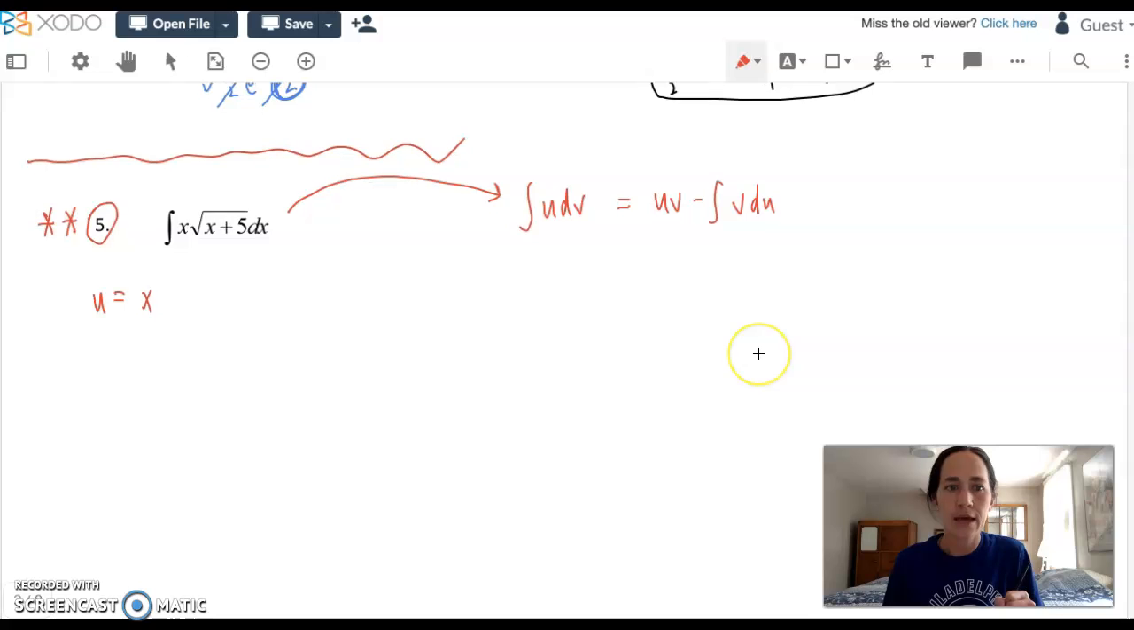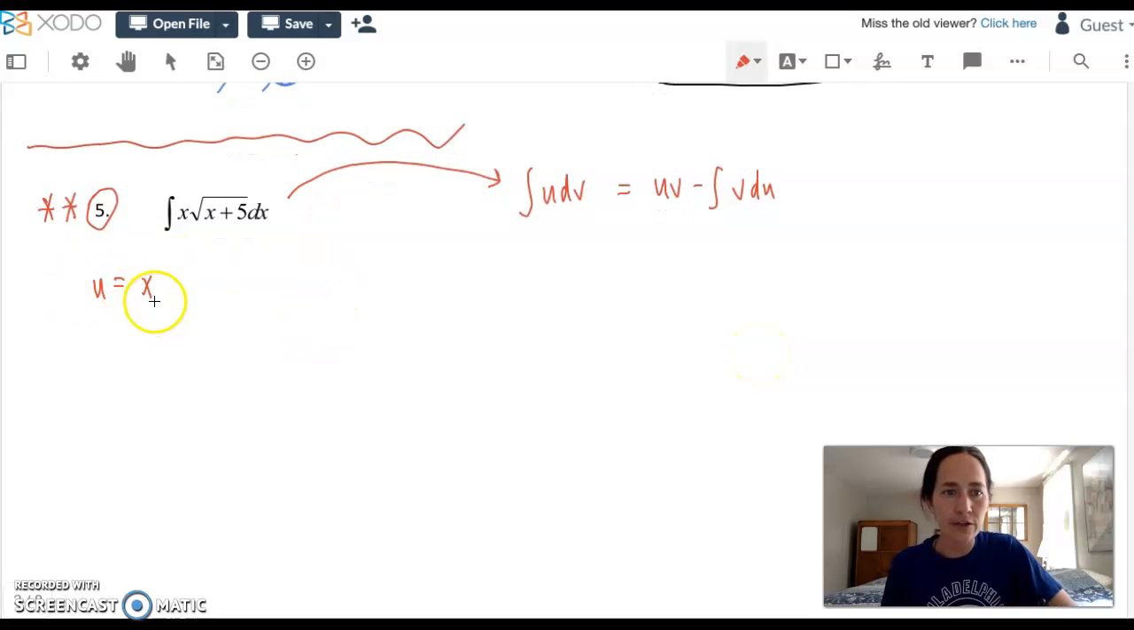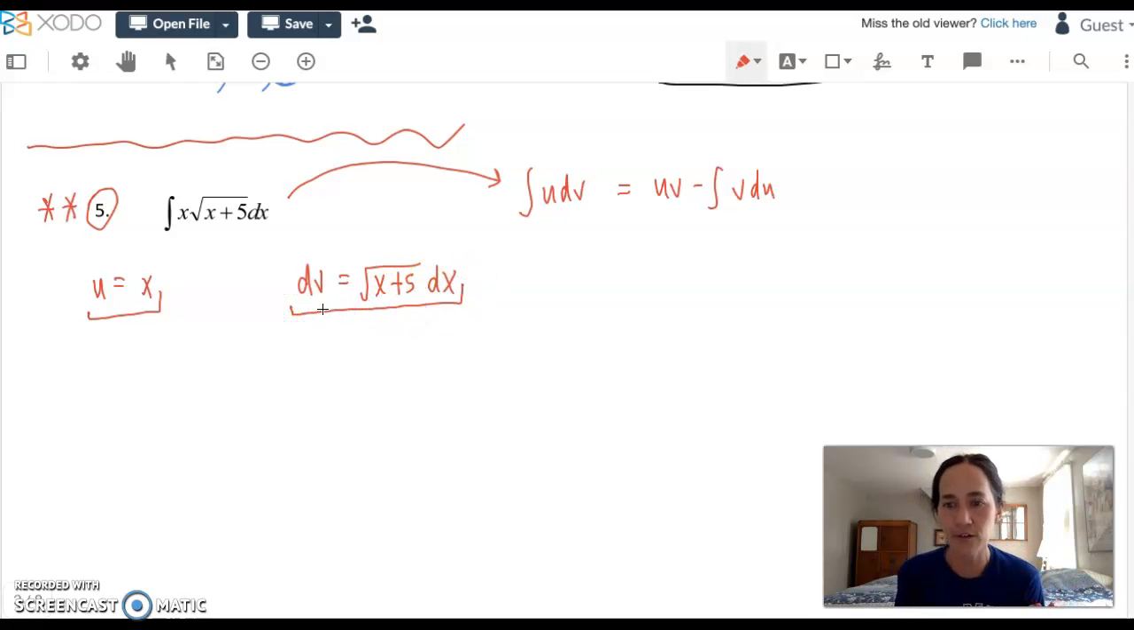Okay. And let's see how this works. We need to figure out a u. I'm guessing it's going to be x. We need to figure out a dv. My guess is it's going to be square root of x plus 5 dx. That's just my guess. Let's talk about why these would be good guesses. Number one, does u look good? I think it's the simpler part, and its derivative is 1, so it's simpler than itself.